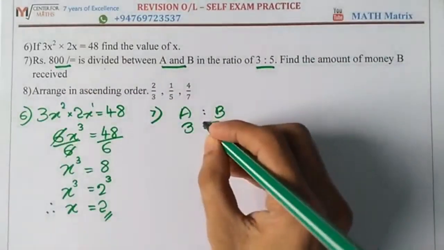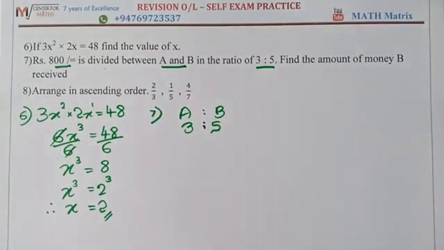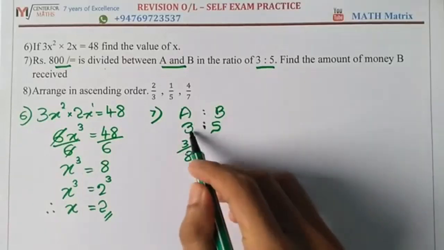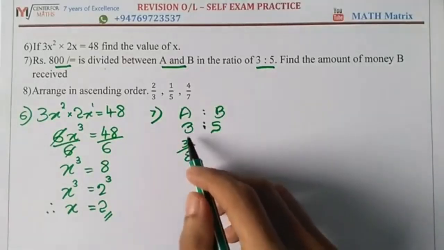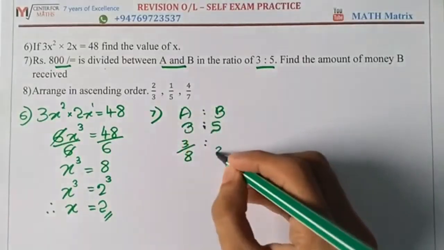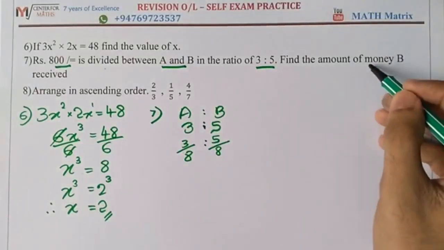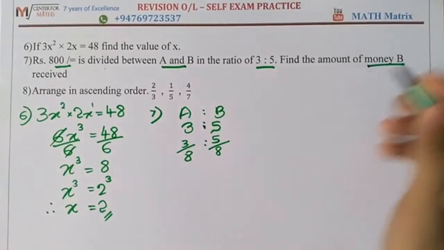So first of all, what do we have to do? We have to mark them in fraction format. It's better to mark like that. 3/8, the total is 3 plus 5, which is 8. Out of 8, 3 parts go to A, and out of 8, 5 parts go to B. And here they are asking us to find the money received by B.